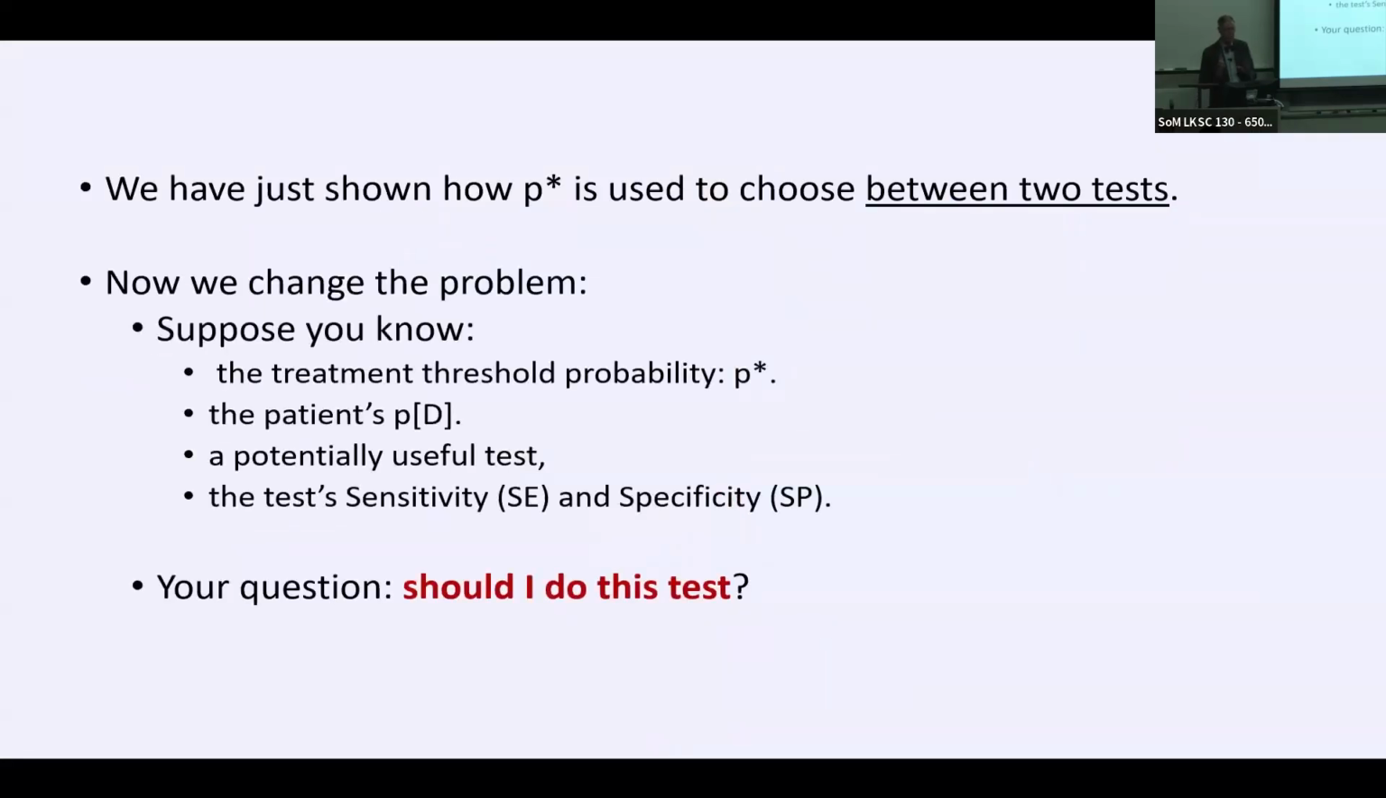So we've just talked about how the treatment threshold can help you choose between two tests. Well, now we're going to focus on a different problem. So suppose you know the treatment threshold probability, which I'm going to call P star, so we don't prolong this talk unnecessarily, and the patient's probability of disease, PD. You know about a potentially useful test, and you know its sensitivity and specificity. And the question is, do you do the test or not?